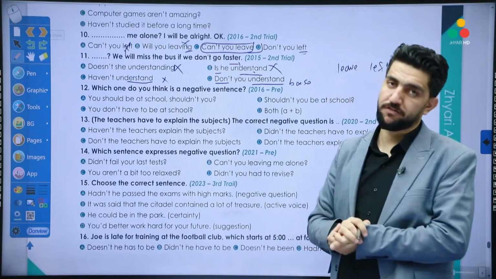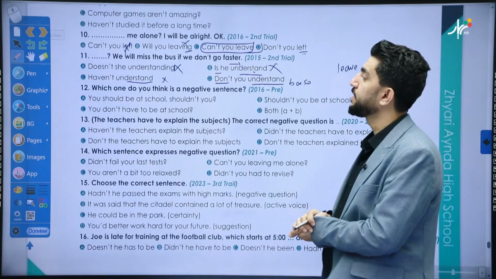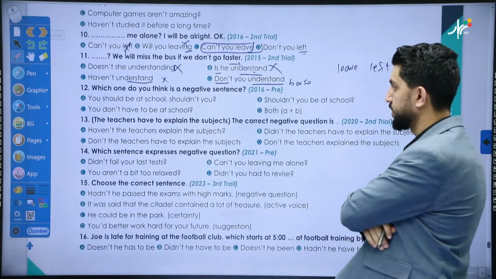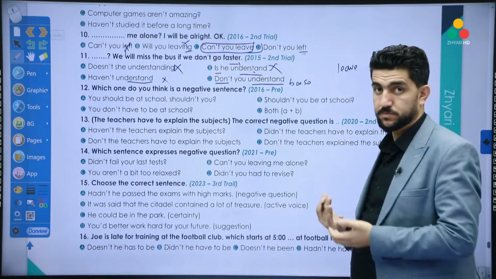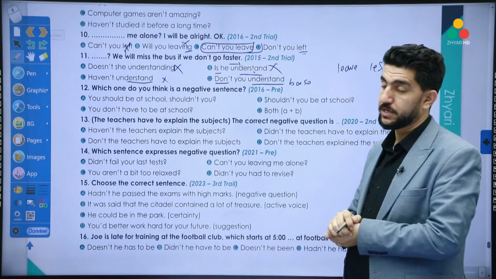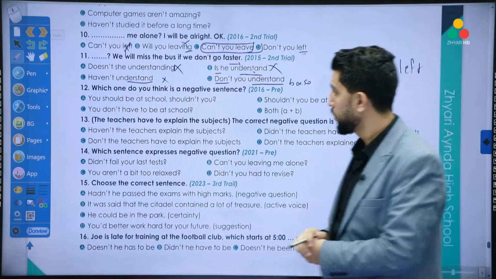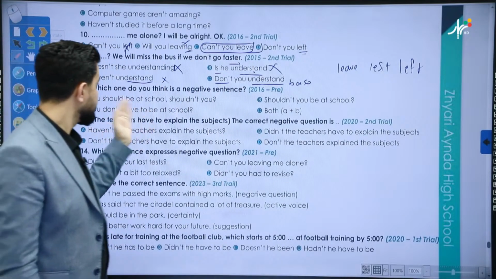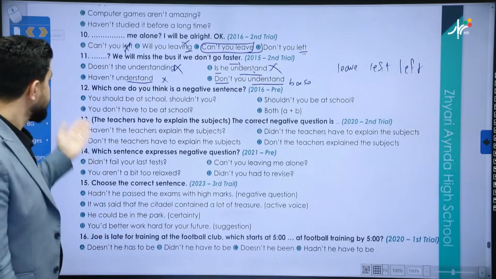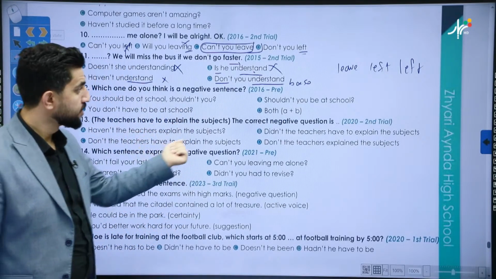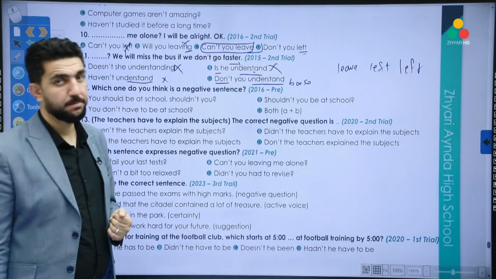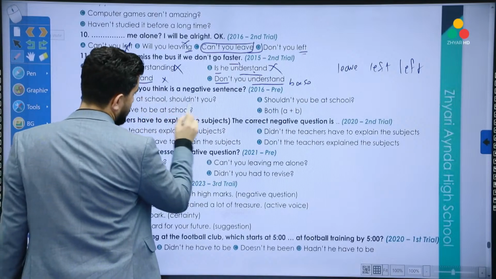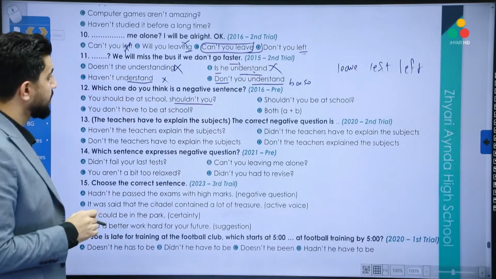All right, number 12. Which one do you think is a negative sentence? Number 12, you do it. While you're taking notes, tell me which one do you think is a negative sentence. Look at here. You should be at school. Okay? You should be at school, shouldn't you? You don't have to be at school. Shouldn't you be at school? Both A and B. Look at here. You should be at school, shouldn't you? This one is it a negative question?